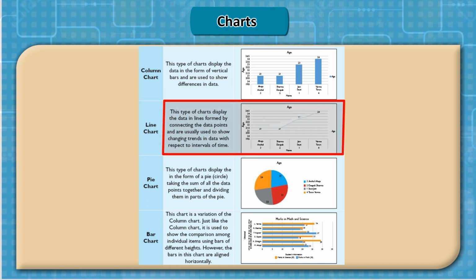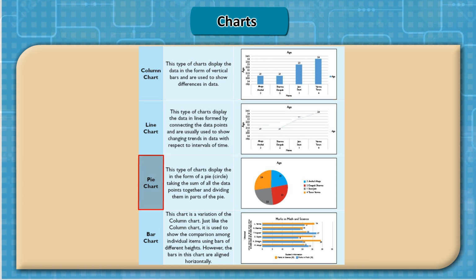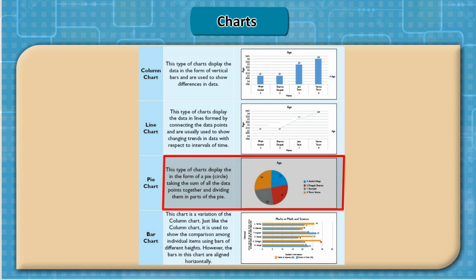Line chart. This type of chart displays the data in lines formed by connecting the data points and is usually used to show changing trends in data with respect to intervals of time. Pie chart. This type of chart displays data in the form of a pie circle, taking the sum of all the data points together and dividing them into parts of the pie.